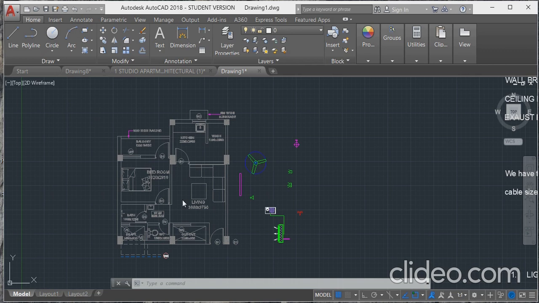In this flat, I am considering a load of nearly 5 kilowatts for 1 BHK, according to the state electricity board. Below 5 kilowatts I am considering single phase, and above 5 kilowatts I am considering three phase, according to the NEC standard. NEC means National Electrical Code.